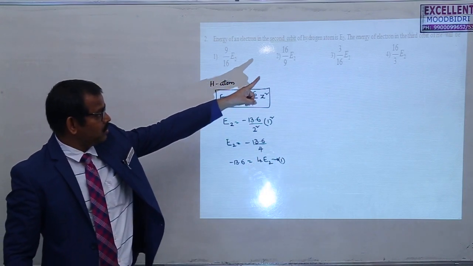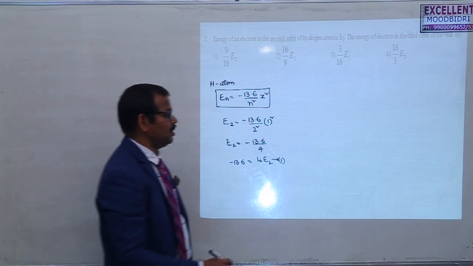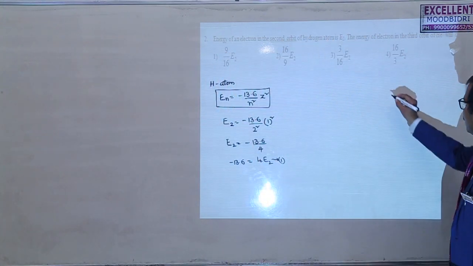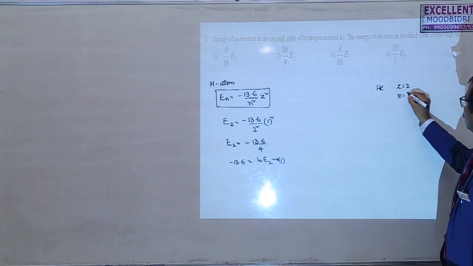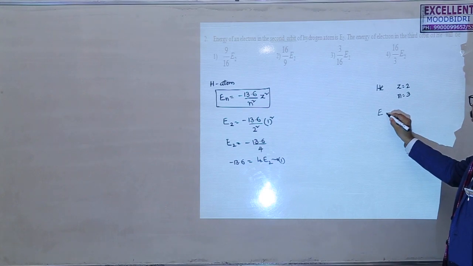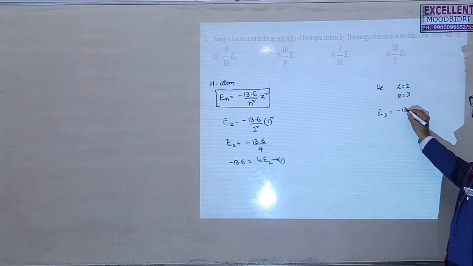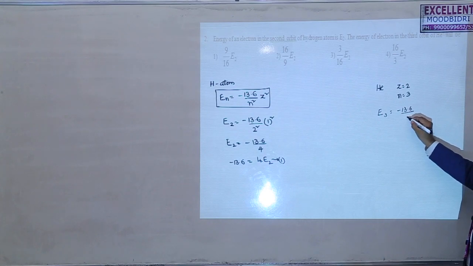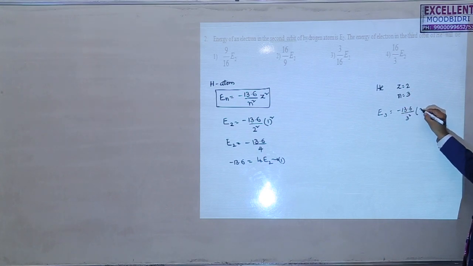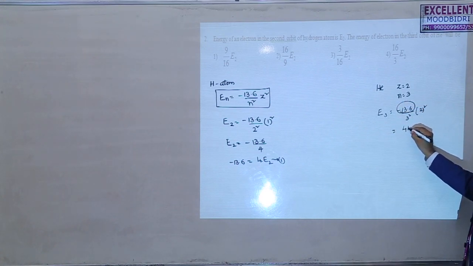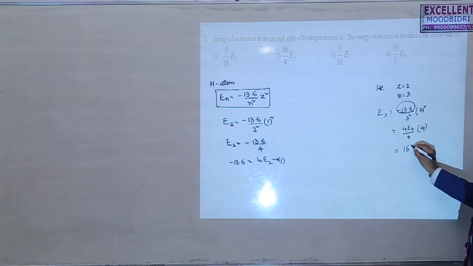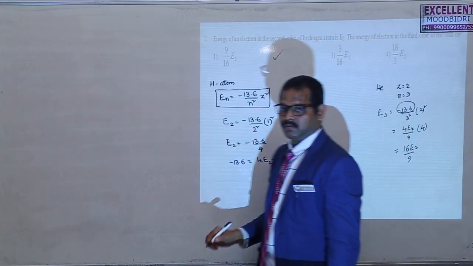They are asking us to find the energy of the electron in the third orbit of helium. For helium, Z is equal to 2, and for the third orbit n is equal to 3. So the energy will be minus 13.6 by 3 square into 2 square. Minus 13.6 can be written as 4E2, so this is 4E2 by 9 into 4. So the answer is 16E2 by 9. The correct answer is option 2 here.